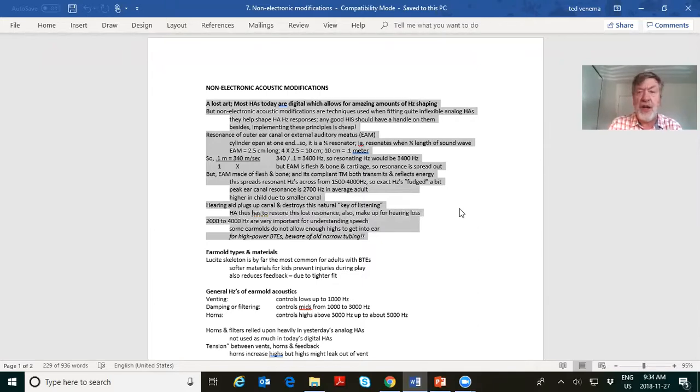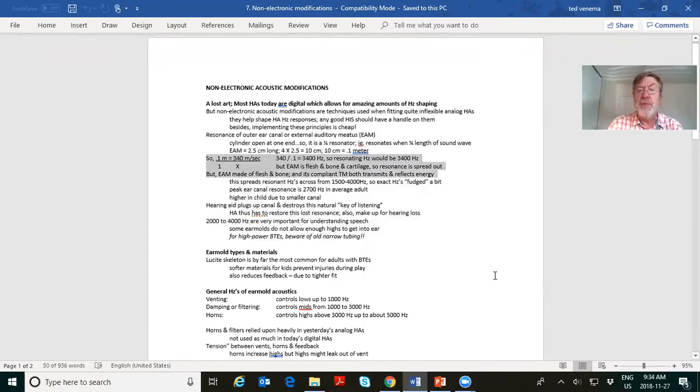It's going to resonate with sound waves 4 times its length. Working that out with the formula frequency equals speed of sound over wavelength: if the ear canal is 2.5 centimeters long, it's going to resonate best with sound waves 10 centimeters long. 10 centimeters is 0.1 meter, and 340 meters per second, the speed of sound, divided by 0.1 will give you 3,400 hertz.